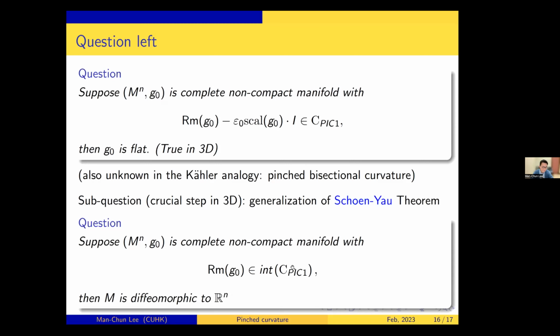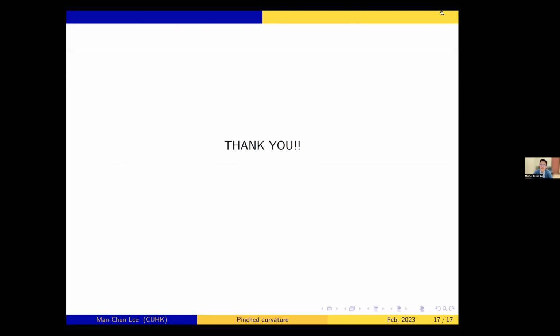And then Peter and Zhouping believed that the PIC1 condition is the correct generalization of Ricci curvature in view of all these classification theorems in three dimensions. Okay, and then it may be a possible direction in the future. So I'm not sure. But anyway, this is what I want to share today.